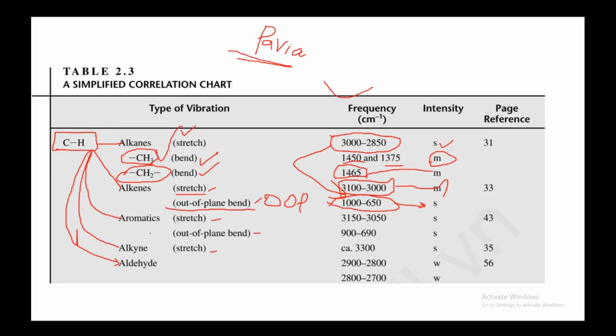Now how can you assign the CH bond in aromatics? It's a stretching peak. If you see a peak at around 3150 to 3050 and the peak intensity is strong, then it is due to the aromatic CH bond present in benzene or naphthalene or whichever. This is the simplest rule to see.